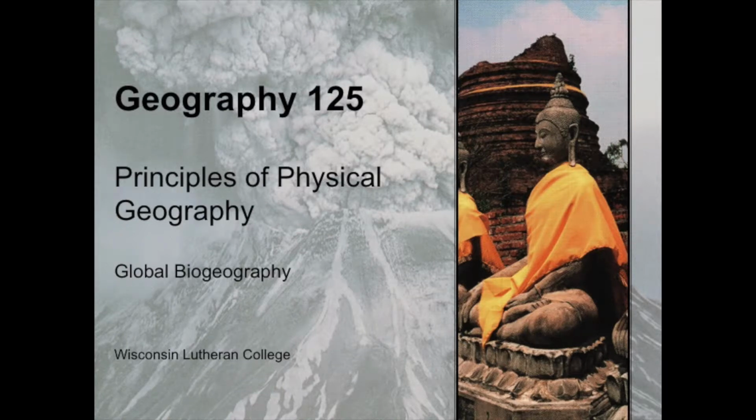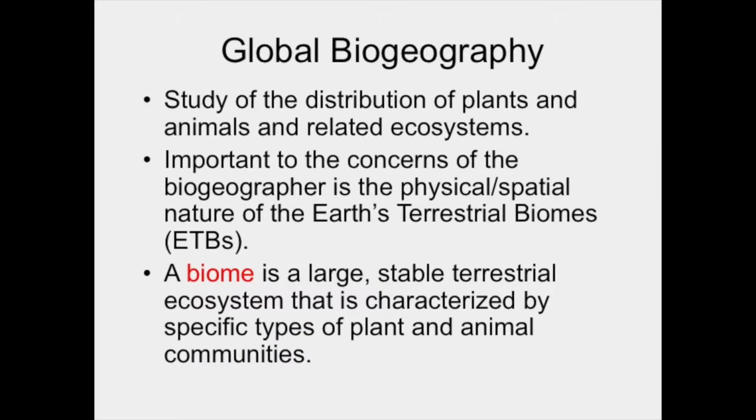The biogeography of the planet is important to the work of physical geographers. The physical and spatial nature of the Earth's terrestrial biomes will be covered in this lecture. The study of the distribution of plants and animals in related ecosystems becomes important in our understanding of what global biogeography is. It's an important concern to, as I said before, not only the work of biologists but also physical geographers.